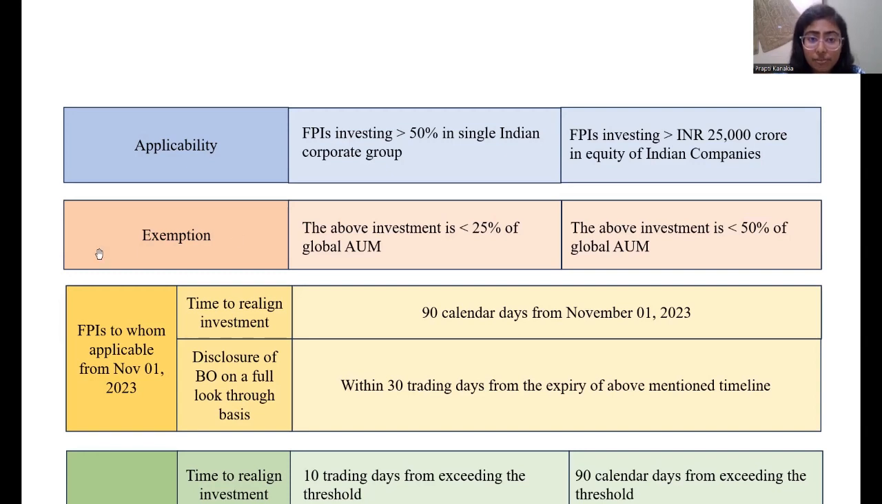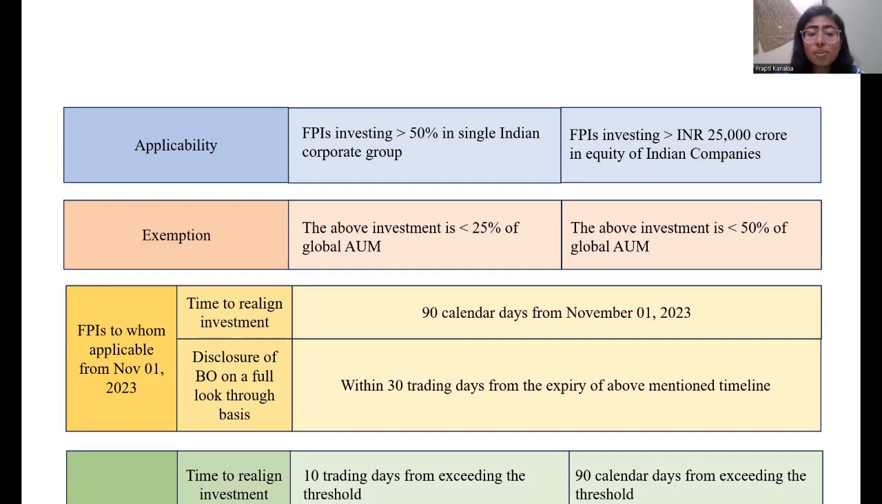However, there can be FPIs who are holding more than 50% in a single Indian corporate group, but when we look at their global investment, the amount becomes so insignificant. And therefore, the government has stated that if the Indian investment, when compared with the global investment, happens to be less than 25%, in that case the FPI will not be required to provide the disclosure. And in case of FPIs who have invested more than 25,000 crores in Indian equity, if this amount happens to be less than 50% of their global AUM, in that case the FPIs will not be required to provide the disclosure. There are also certain other exemptions where FPIs are not required to provide the disclosure.